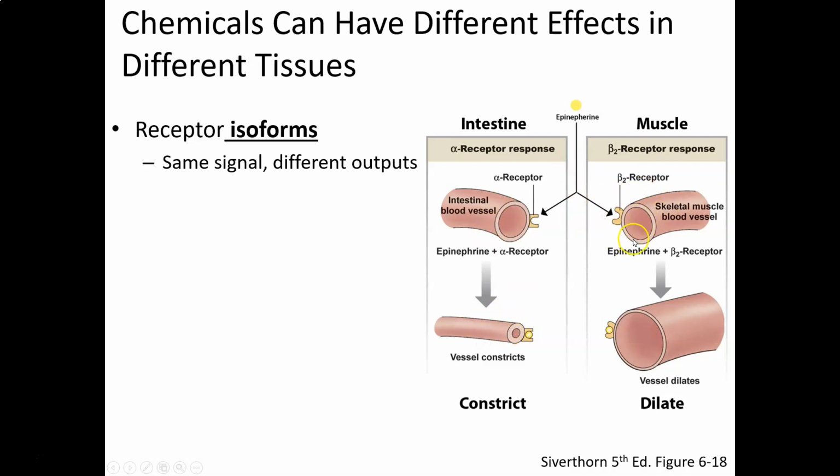But on other blood vessels, like skeletal muscle, which really isn't a great example, heart's probably the best example, they have a different type of receptor for epinephrine. It's called a beta 2 receptor. And when epinephrine binds to a beta 2 receptor, this causes dilation. All right, so one receptor, same exact chemical, causes constriction. Another receptor, same exact chemical, causes dilation. And so this is an example of chemicals can have different effects in different tissues.